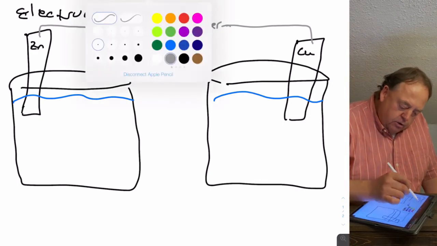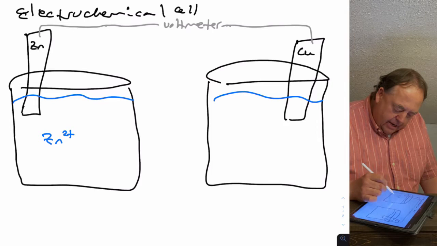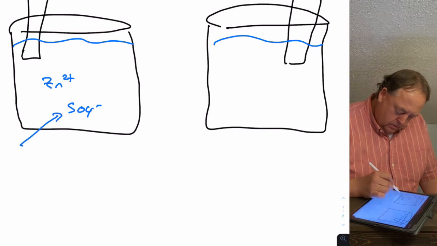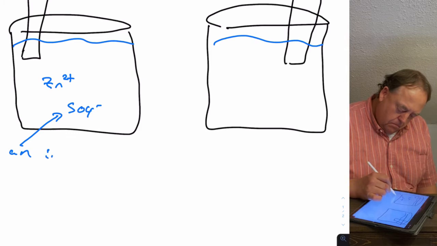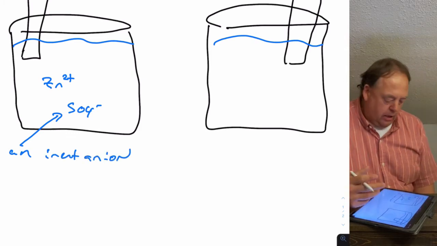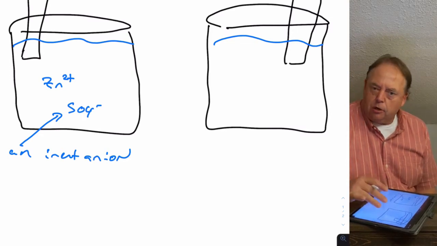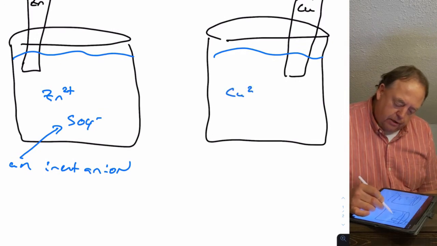And then in solution, so we have something like zinc cations, and so maybe zinc sulfate. So basically we want an inert anion that's not going to do anything. It's just going to be present to maintain charge neutrality. And in the other solution, we'd make a solution of like copper sulfate.